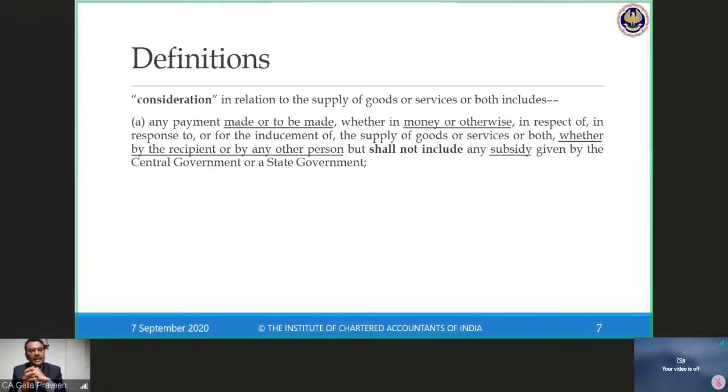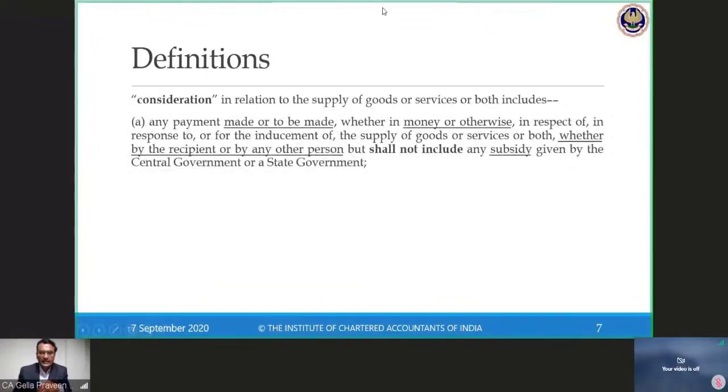What it says: any payment made or to be made, whether in money or otherwise, in respect of, in response to, or for the inducement of the supply of goods or services or both, whether by the recipient or by any other person, but shall not include any subsidy given by the central government or state government.